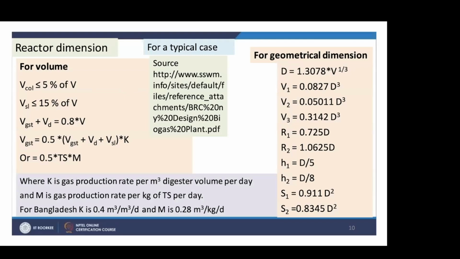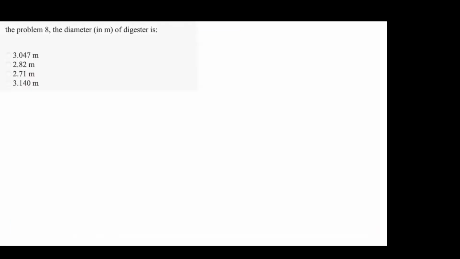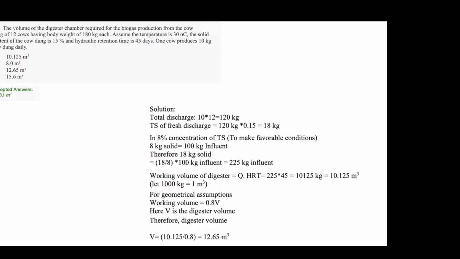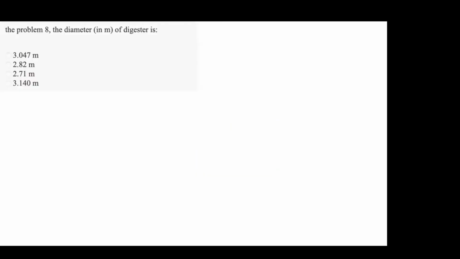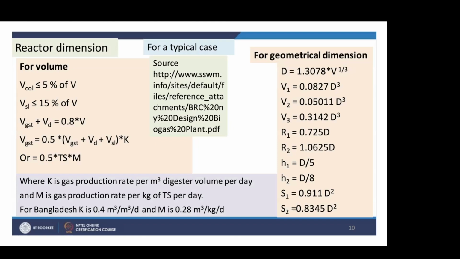So try to use these relations in getting the diameter from the volume. And the volume, again, I'm repeating, is 12.65 meter cube, and you need the diameter in meter itself. And here are the relations. I'll give you 3 minutes, and your 3 minutes start now.